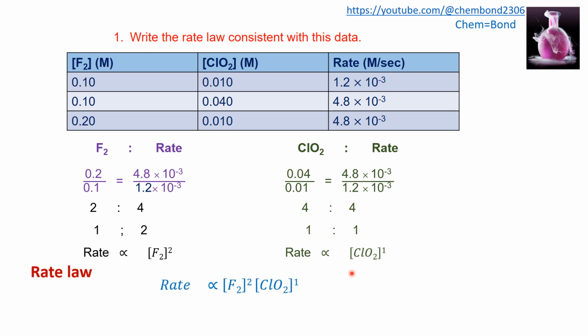So the rate is proportional to fluorine that has superscript 2 and chlorine dioxide that has superscript 1. Now change the proportionality sign with K. So rate is equal to K fluorine second power, that is second order, and chlorine dioxide, that is first order. So this is the formula of the rate law that is obtained from this given value.